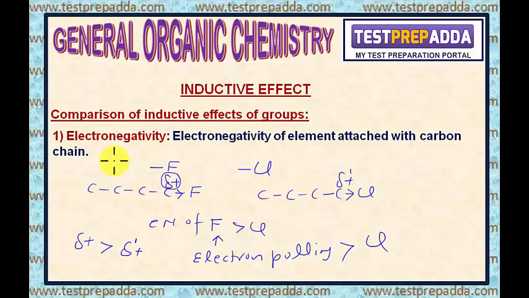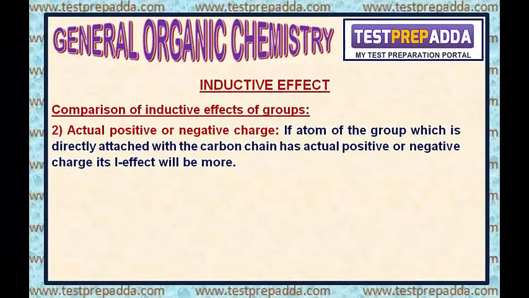Now the second point. If the atom of the group which is directly attached with carbon chain has actual positive or negative charge, then its inductive effect will be more. Actually, if the atom which is directly attached with carbon chain has actual positive charge, then its minus I effect will be more. Similarly, if the atom of the group which is directly attached with carbon chain has actual negative charge, then its plus I effect will be more.